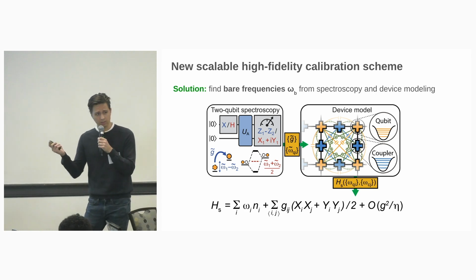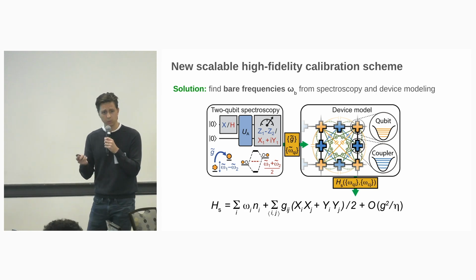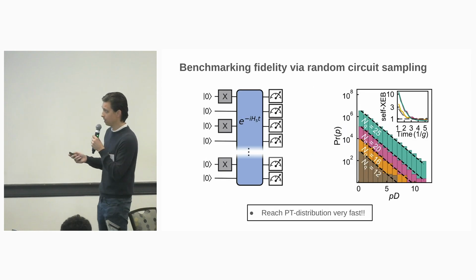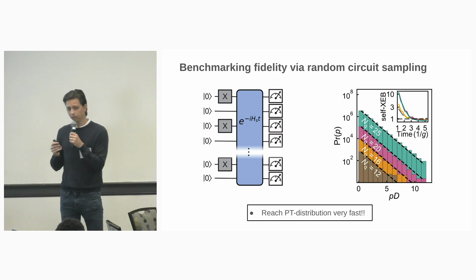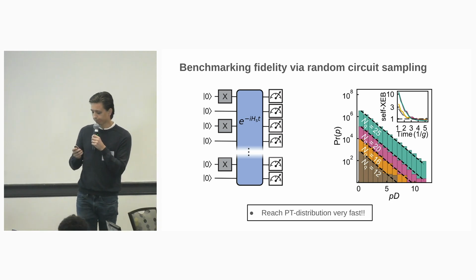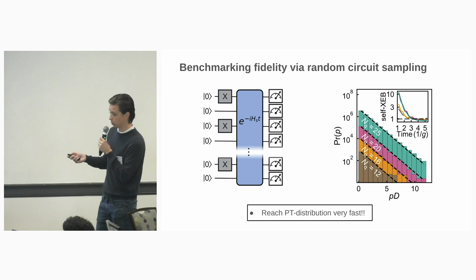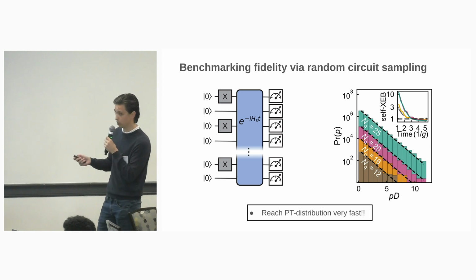Okay, so now we've developed this new calibration scheme. First thing we have to do is to benchmark it to see what kind of fidelity we can achieve here. To do that, we perform an analog version of random circuit sampling. We apply first single qubit gates to half the qubits. We then turn on the analog evolution for some variable amount of time. And then finally, we measure the distribution of bit strings at the end of the circuit.